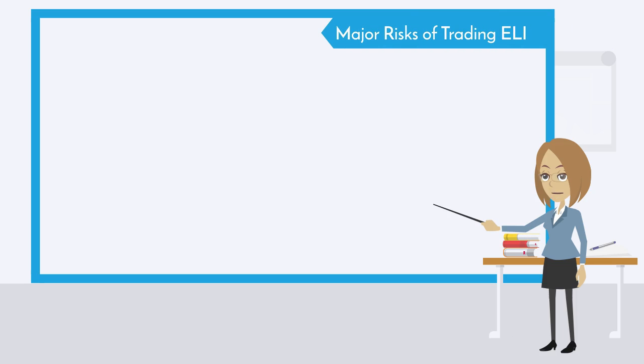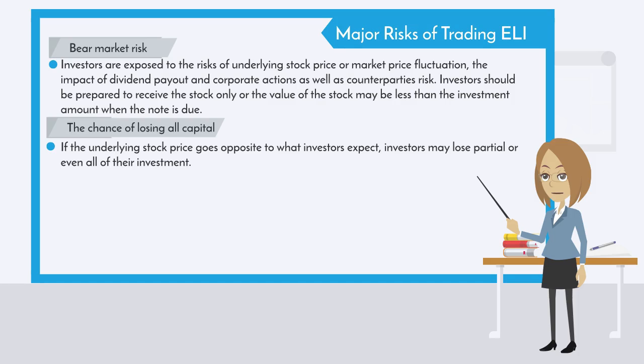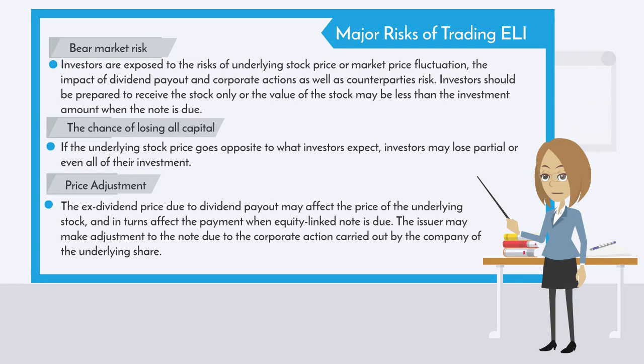Investing in the equity-linked note will expose you to certain risks. Investors are exposed to the risks of underlying stock price or market price fluctuation, the impact of dividend payout and corporate actions, as well as counterparty risk. Investors should be prepared to receive the stock only, or the value of the stock may be less than the investment amount when the note is due. If the underlying stock price goes opposite to what investors expect, investors may lose partial or even all of their investment. The ex-dividend price due to dividend payout may affect the price of the underlying stock, and in turn affect the payment when the equity-linked note is due.